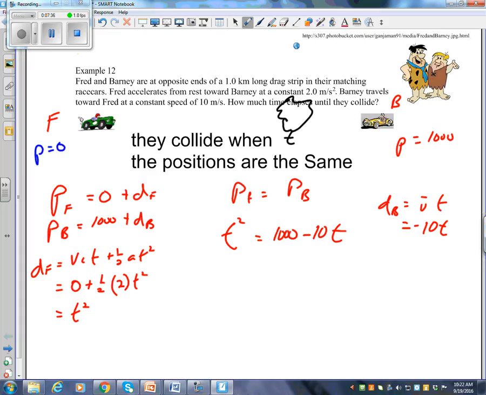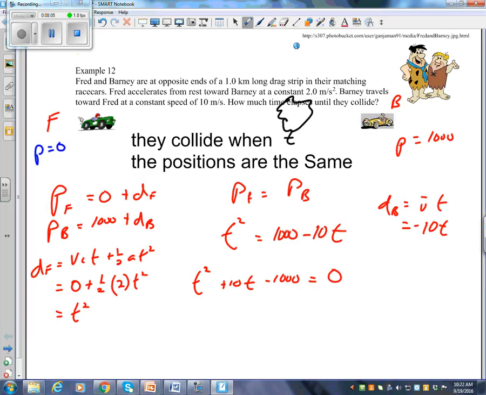Can you combine the 1,000 and the minus 10t? No, you can't. In fact, what we're going to end up with here is what? t squared. The minus 10t goes to the other side and becomes 10t minus 1,000 equals 0. And what do we have to do?